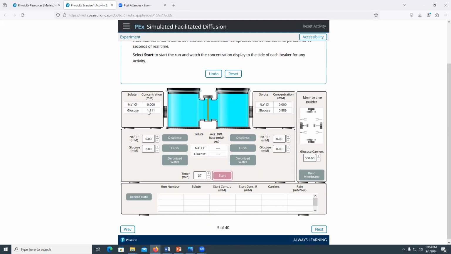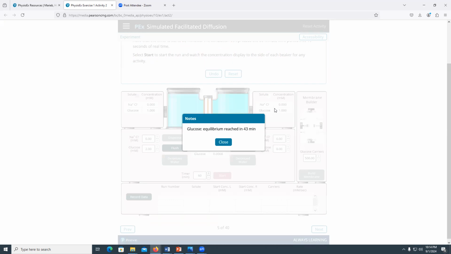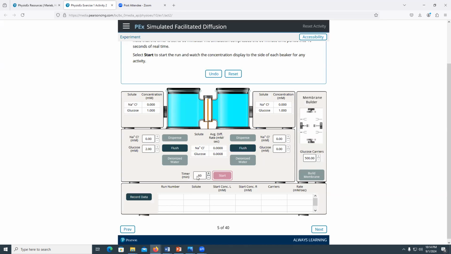We began with 2 millimolars, and at equilibrium, we're going to have equal amounts on both sides. So there was 2 here and 0 here. They will become equal when we have 1 and 1 on both sides. And equilibrium was reached at 43 minutes. So obviously this timer simulates 60 minutes, but it was compressed to less than that. But it took about 43 minutes.